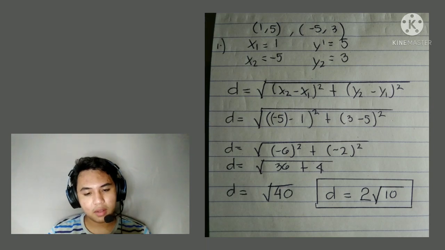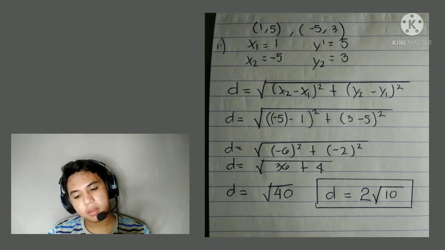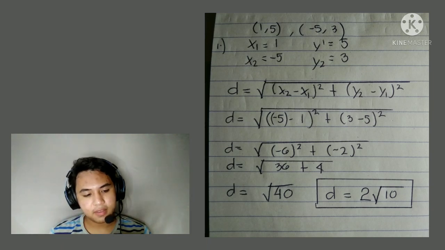So we will get the square root of negative 6 squared plus negative 2 squared. And to simplify, we will now have 36 plus 4. And now we will get our square root of 40. So if we simplify this, or if we use our calculator, we will get 2 square root of 10, which is our distance.